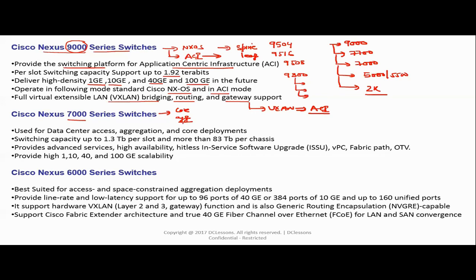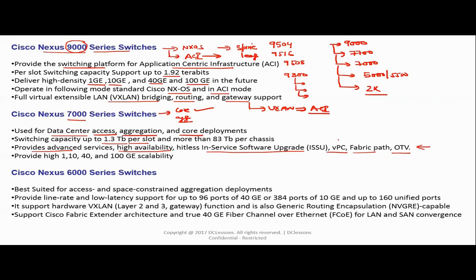And in those line cards we can directly connect our server and virtualized compute environment. So it is used as a data center access layer, aggregation layer, and core layer deployment. But mainly we use Nexus 7K as a core layer. It provides capacity up to 1.3 terabit per slot, right? And it provides advanced services like high availability, in-service software upgrades, VPC, FabricPath, OTV. So these are the traditional technologies which the Nexus 7000 provides.